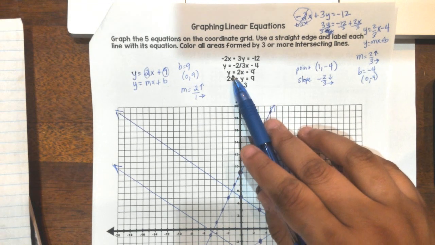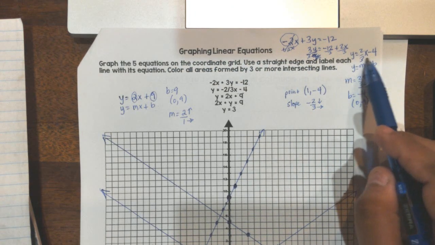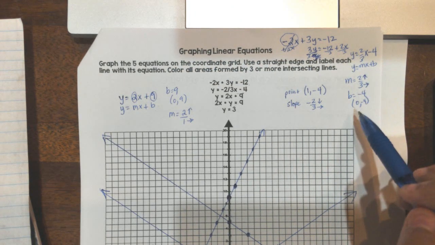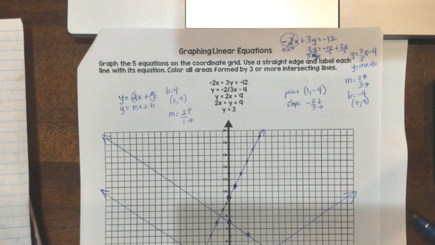So that is standard form. When it's standard form, all you do is solve for y and then identify your slope and your y-intercept, plot your y-intercept, plot your slope, use your slope to get you to your next point, and then you are good.